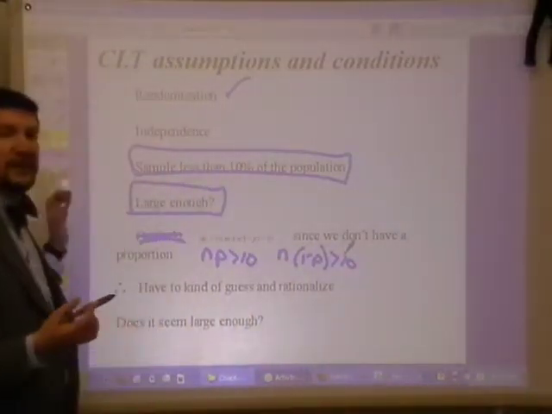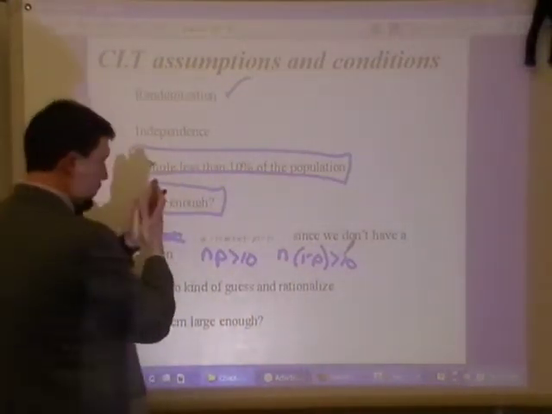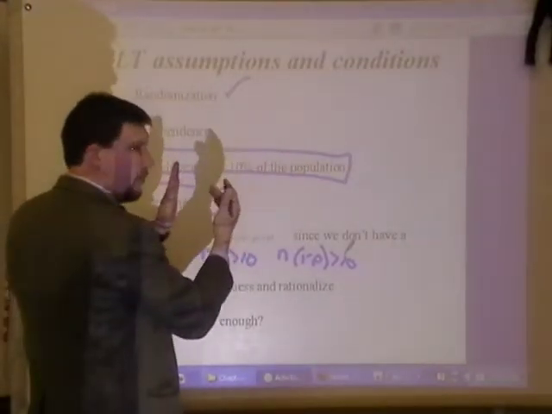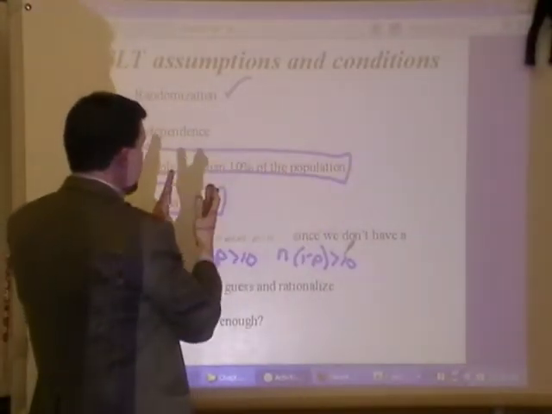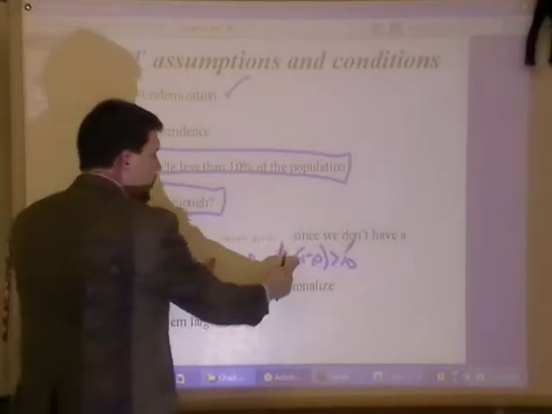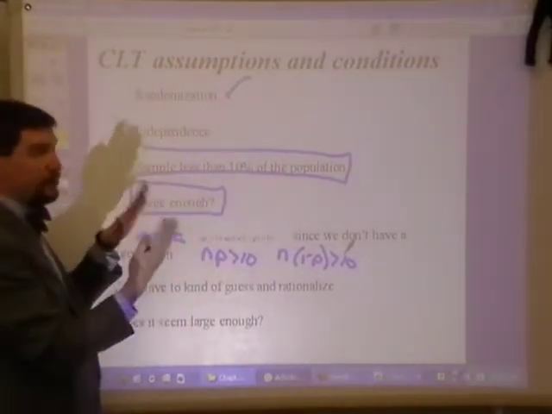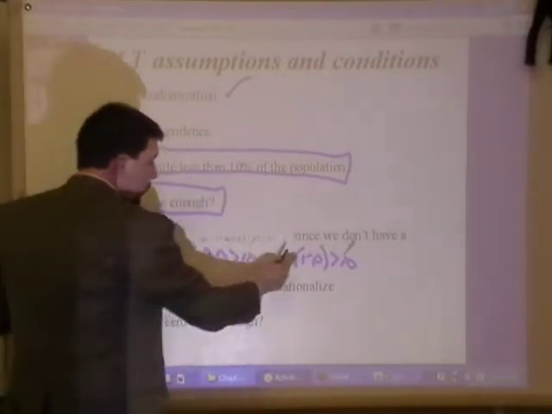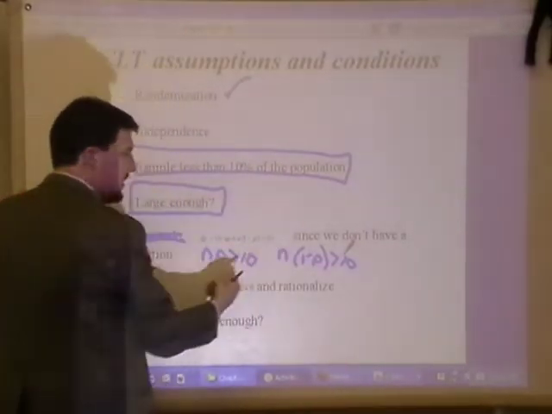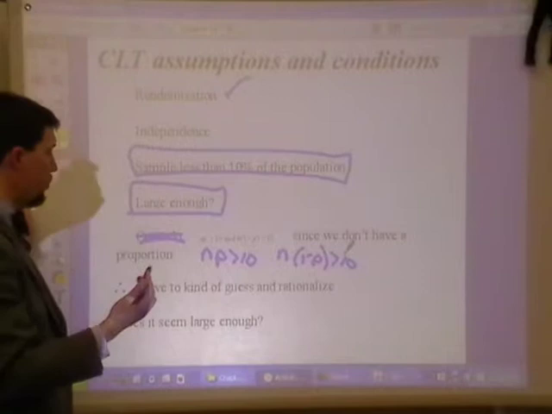And what that means is I need to have enough successes, enough values from the mean or success up, and enough values from the mean or success down, so that I can have a symmetrical distribution. If I don't, I'm going to have a skewed distribution. So both of these have to be bigger than 10. Some people say it's 5, but we're going to go with 10.